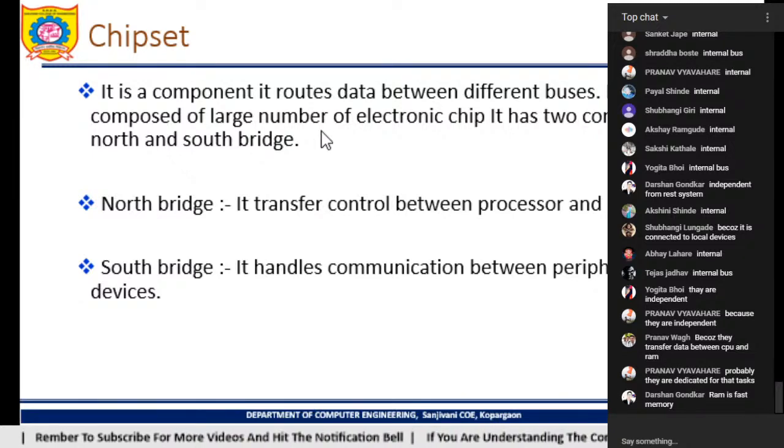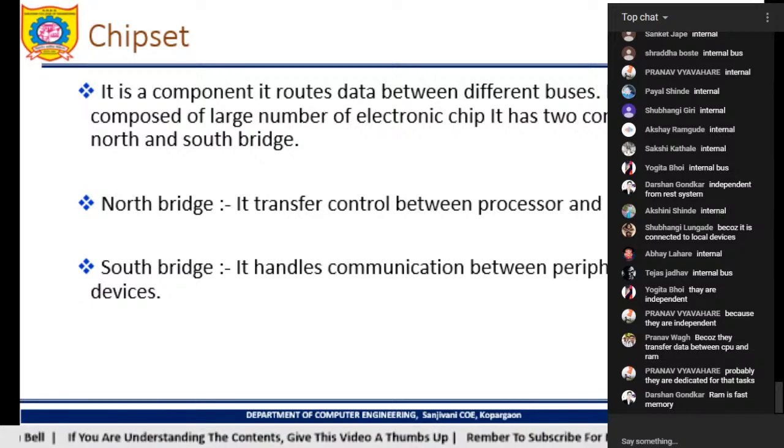It is composed of a large number of electronic chips. It has two components, north and south bridge. Okay, now what do these electronic chips mean? If data is coming from an input output device, that data first goes to the south bridge. The south bridge decides whether it is a command, whether it is data, what can be done with it, or whether we just want to store this data. That segregation or separation is done by the south bridge.